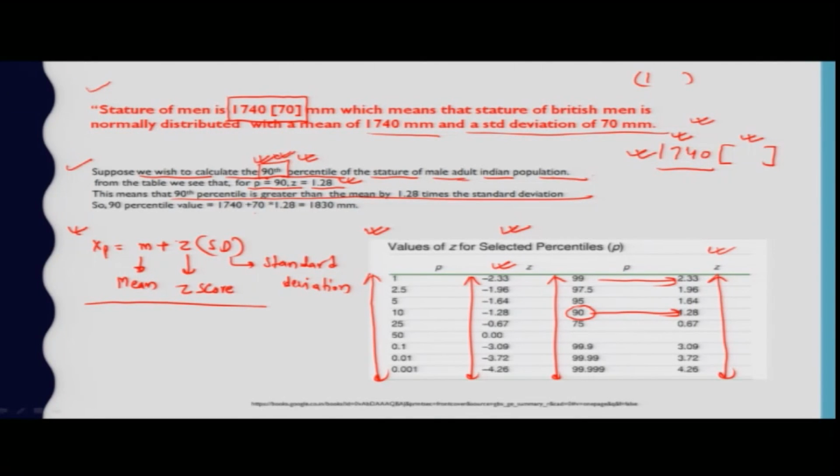So, here we will put these values. Mean is given as 1740, z score is already taken from the table, that is 1.28, and standard deviation is written inside that bracket. So, this is 70. So, 1740 plus 70 into 1.28, which will give you 1830 mm. This is the 90th percentile value of the stature of the male adult Indian population.